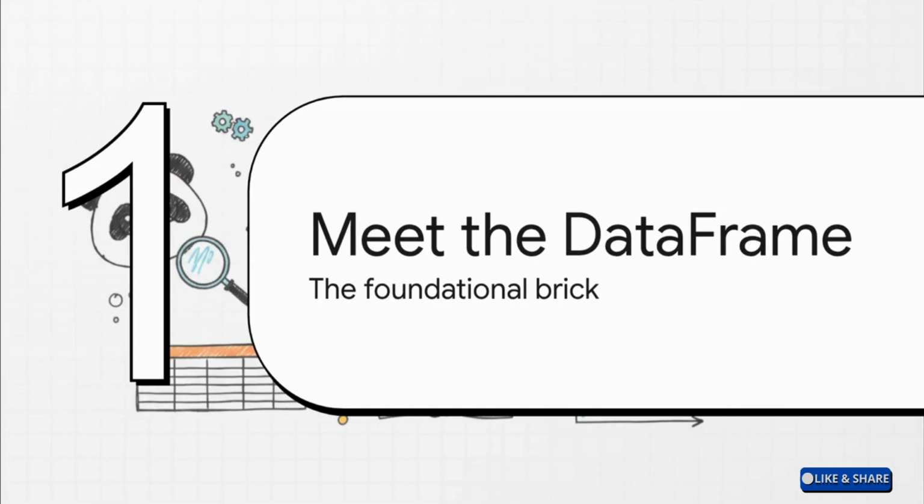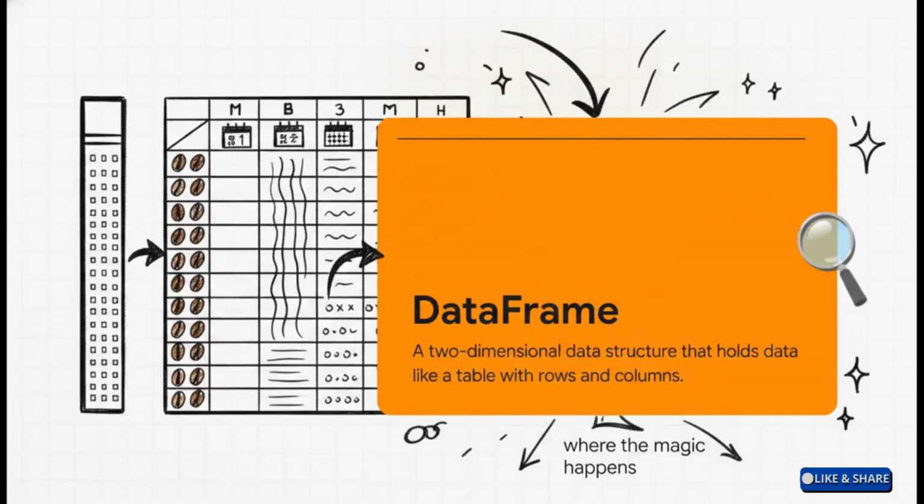All right, Section 1. Meet the Pandas data frame. So if you're building a house, you gotta know your bricks, right? Well, in Pandas, your core brick is the data frame. Basically, it's a two-dimensional data structure. Think of it like a highly caffeinated spreadsheet. Sure, Pandas has a one-dimensional series, which is just a single column, but the data frame is really where the magic happens.